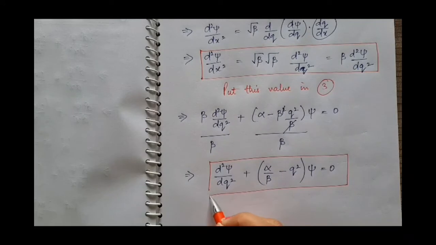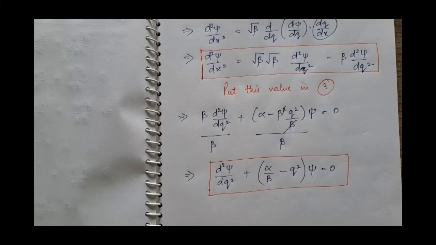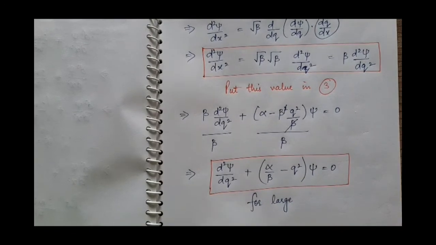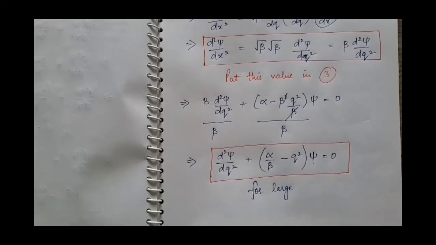Now if the displacement from the mean position is very large, if the value of x is large, then since x is proportional to q, q will be large. And now we will solve this differential equation. This is again a second order differential equation which will give us the value of psi in terms of q. We will solve it for large values of q. For large q, x will be large. What is x? It is the displacement from the mean position.